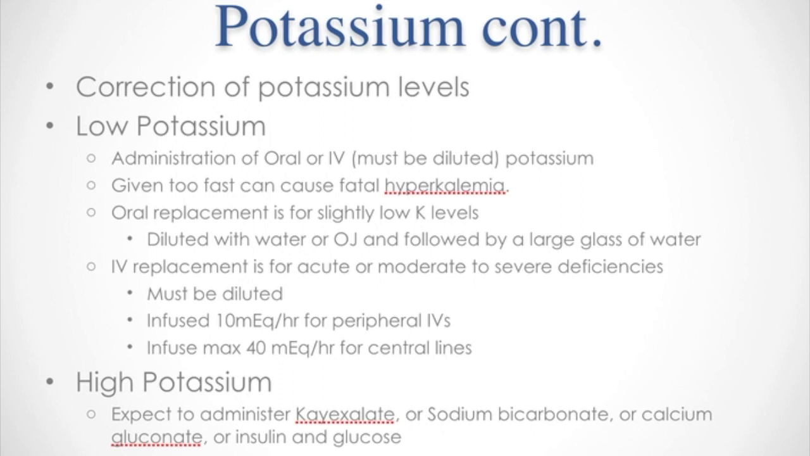Again, it must be diluted, and there are some maximum infusion rates that you need to know. The peripheral IV maximum infusion rate is 10 milliequivalents per hour. For central lines, it is a maximum of 40 milliequivalents per hour. Again, you do need to know those values. And then if your patient has high potassium or excess potassium, we expect to administer Kayexalate, or we can give sodium bicarbonate, calcium gluconate, or a combination of insulin and glucose to help get rid of that excess potassium.